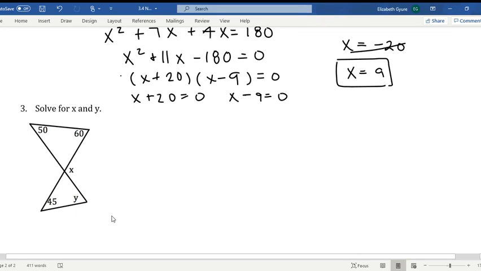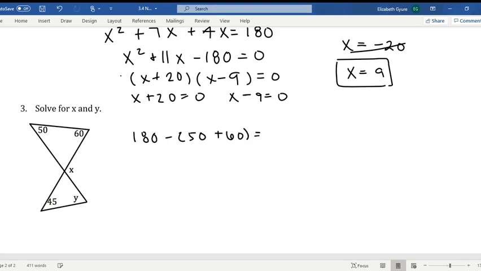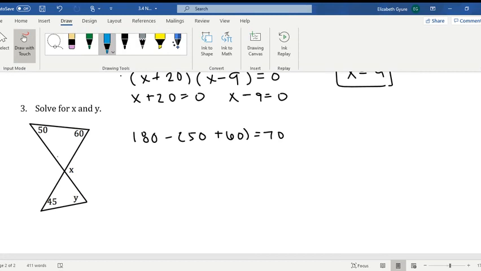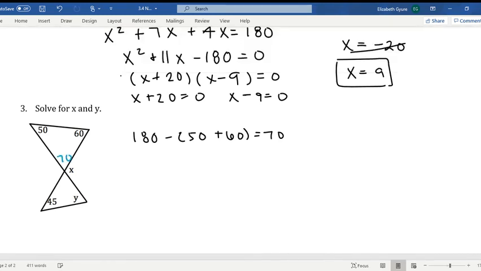Anne-Marie. Like this one here? Okay. Sure, we could do that. So we could take 180 and subtract our two given angles, 50 plus 60. That would give you 70, absolutely. What could you then do from there?